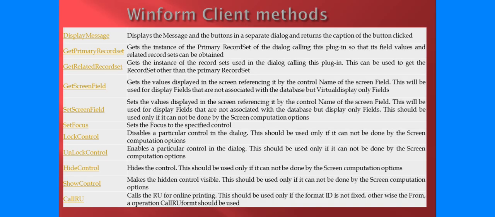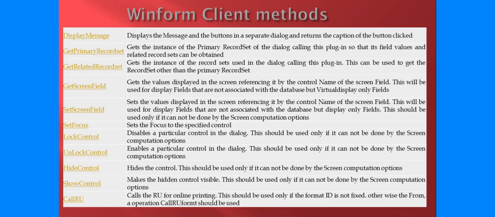Display message displays the message and the buttons in a separate dialog and returns the caption of the button clicked. Get primary record set gets the instance of the anchor table record set instance of the dialog calling this plugin so that its field values and related record sets can be obtained. Get related record set gets the instance of the record sets used in the dialog calling this plugin. This can be used to get the record set other than the primary record set.